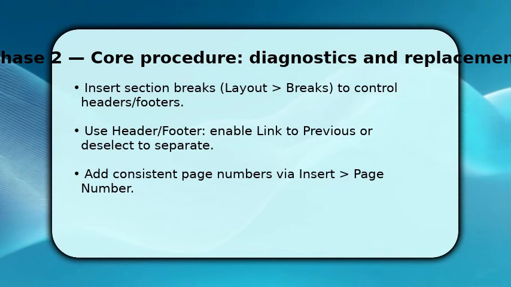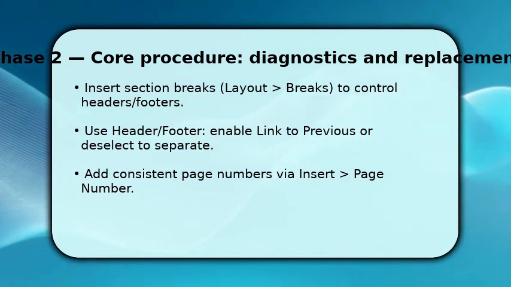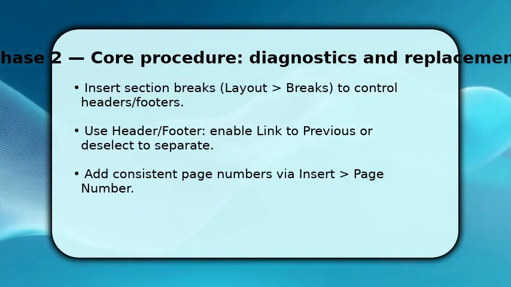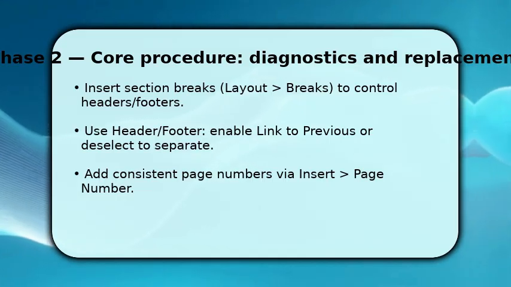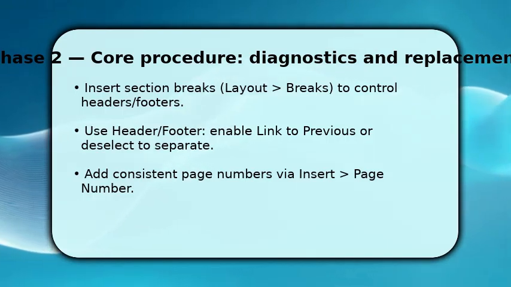Now focus on connections that affect running headers, footers, and page numbering. Insert section breaks where formatting must change, because section breaks control how parts of the document relate. Then open header/footer and decide. Keep link to previous checked to inherit content or unchecked to break the connection.